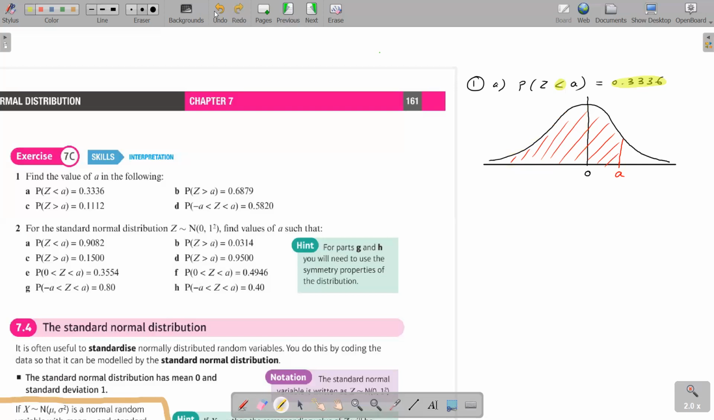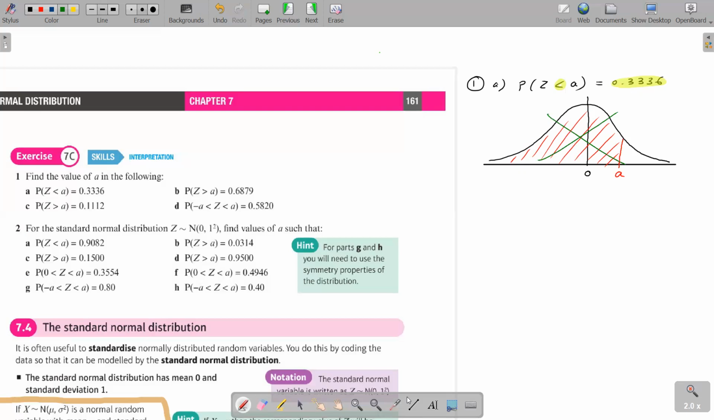Can you see that there is some kind of contradiction happening here? This diagram does not make sense with this probability. Lower than A is supposed to give me the area behind the line, and the way I have shaded it currently gives me a large area, bigger than 0.5, because half the area is 0.5. I've shaded more than half the area, and this area is definitely not corresponding to 0.33. So this is definitely wrong.